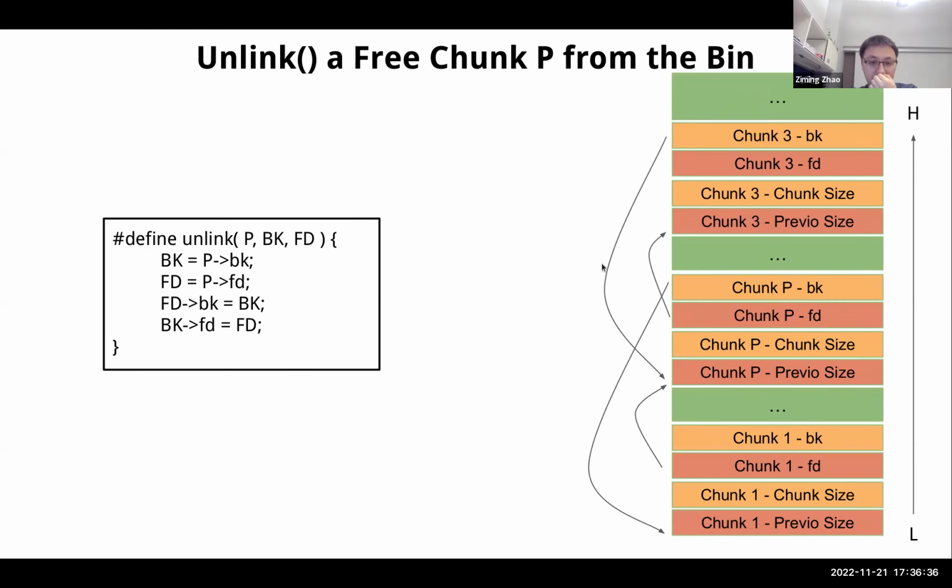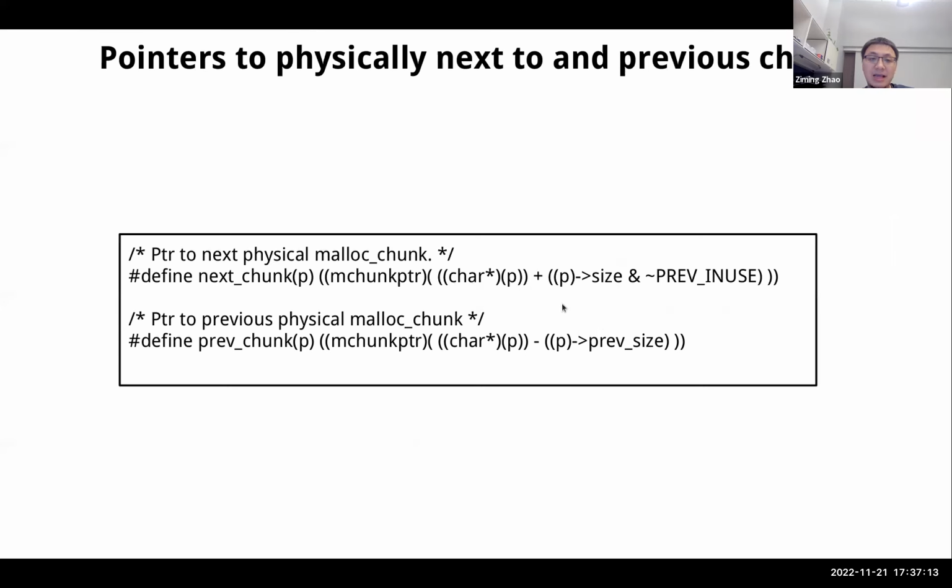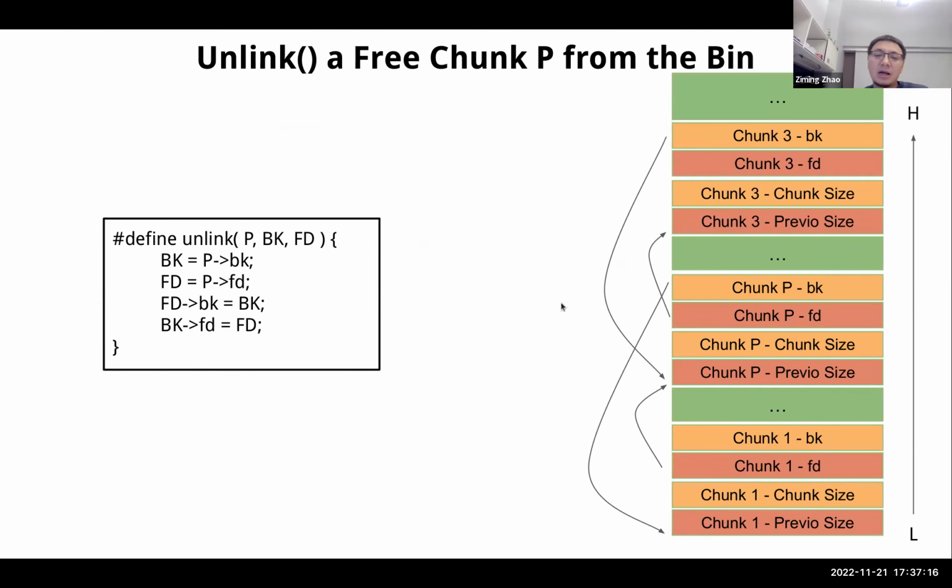Okay, so here is something very interesting: we are going to consolidate chunk A and chunk B. So chunk B is already freed, right? So chunk B is already in some bin. But now we're going to consolidate chunk A and B, which means we're going to remove chunk B from its previous bin and add the new resulting chunk into a new bin. So how do we remove chunk B, which is freed, from a bin? That operation is called unlink in the C library. So unlink is also a very simple operation, just 4 operations here.